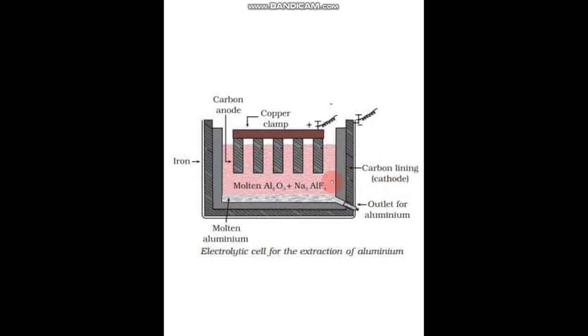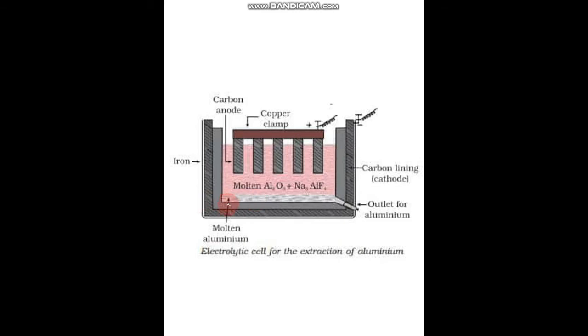The next one, inside, you have a carbon anode, and these carbon anodes are present, and you're going to take a molten alumina along with Na3AlF6. What do you mean by Na3AlF6? It is called cryolite. And you can see here that this carbon is acting as an anode, and this outer layer will be acting as a cathode.